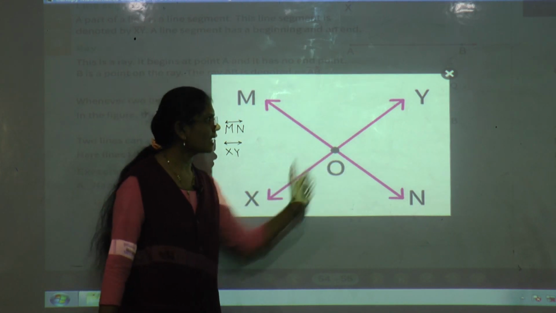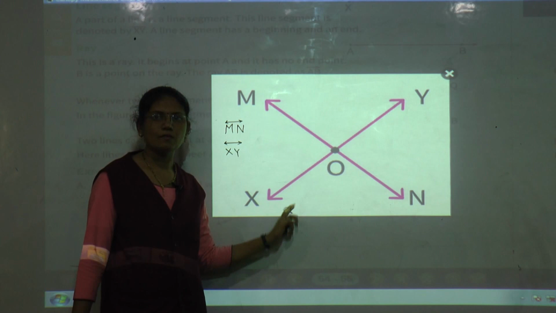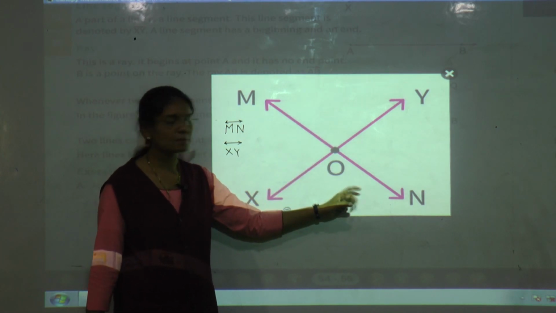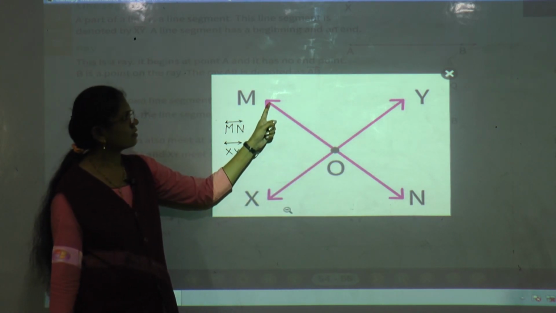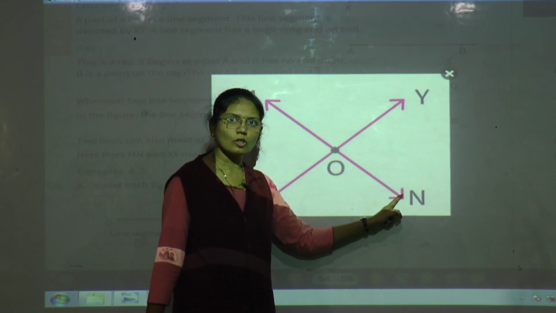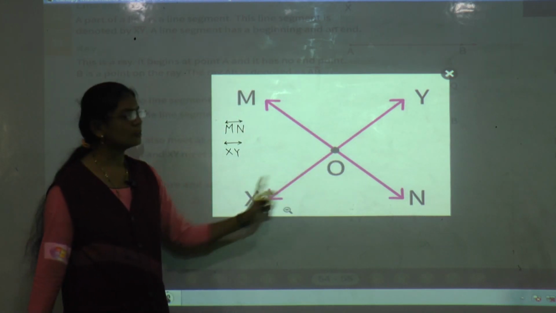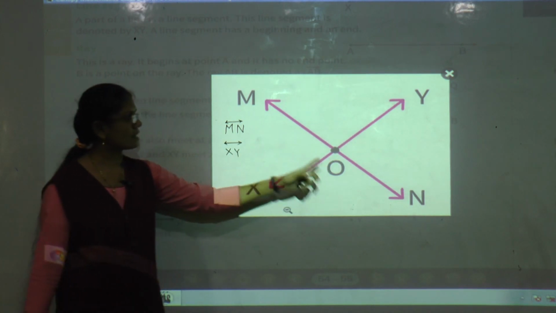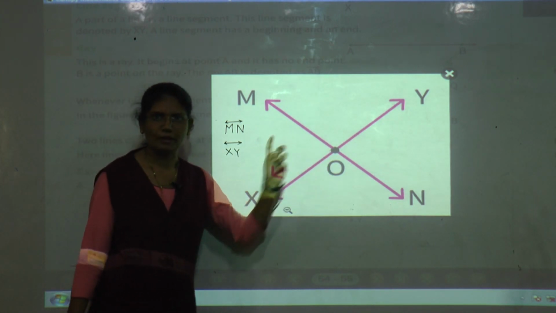MN and XY. These are the lines. Why are these two lines? Yes, because see, it has neither beginning point nor end point. So these are the two lines and these lines can meet at one point.